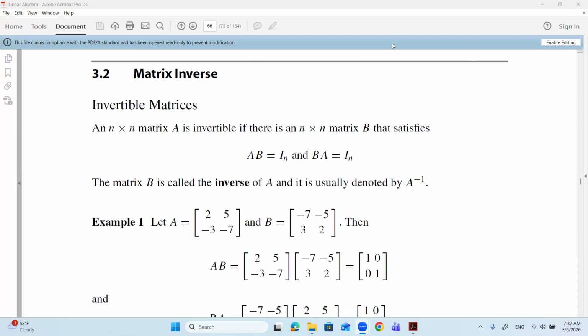Matrix inverse. This is another operation with matrices. The notation of an inverse of a matrix A is A with a -1 on the upper right corner of A. So here is A. This is the notation for A inverse.